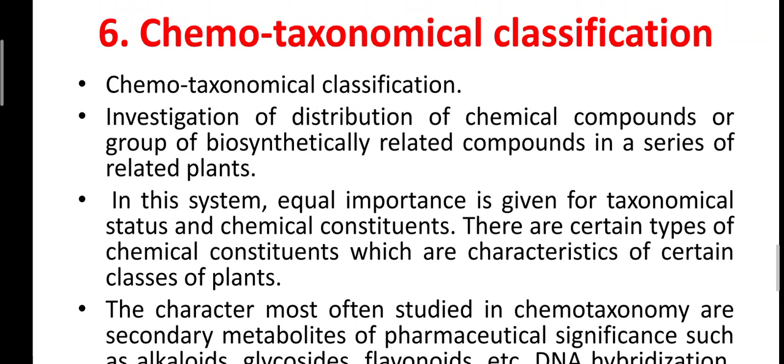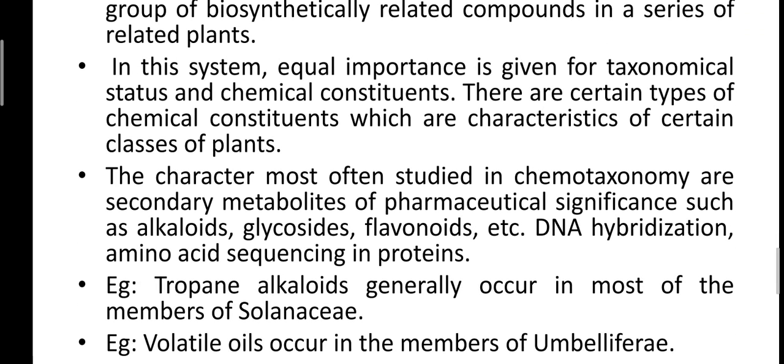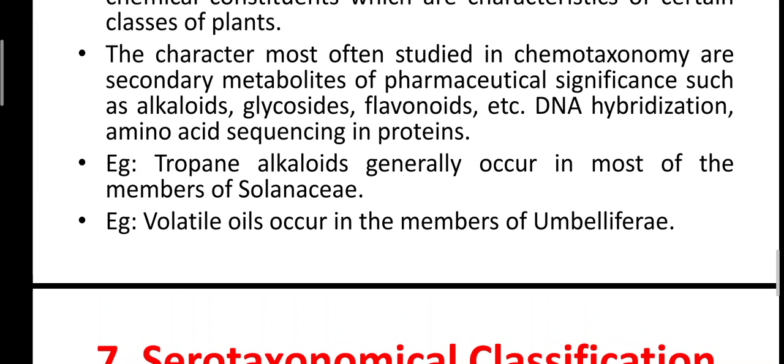The characters most often studied in chemotaxonomy are secondary metabolites of pharmaceutical significance such as alkaloids, glycosides, flavonoids, etc., DNA hybridization, amino acid sequencing in proteins. Example: tropane alkaloids generally occur in most of the members of Solanaceae. Another example: volatile oils occur in the members of Umbelliferae. These are the common examples of the chemotaxonomical classification.